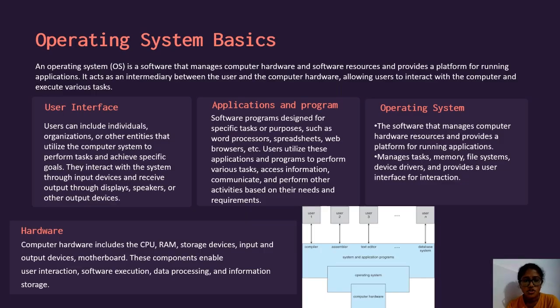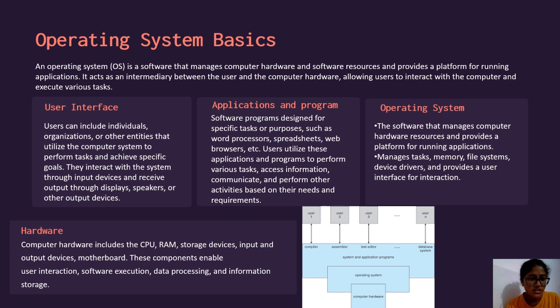Before going into depths of macOS, let's have a basics on operating system. An operating system is a system software that manages computer hardware and software resources and provides a platform for running applications. It acts as an intermediator between the user and computer hardware, allowing users to interact with computers and execute various tasks. And there are four major components of computer system. They are user interface, applications and program, operating system and hardware.